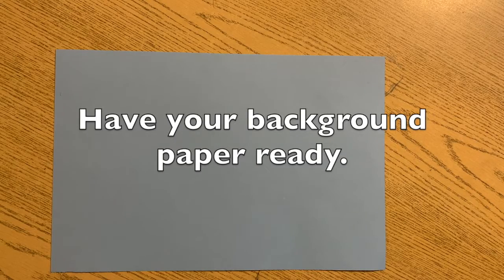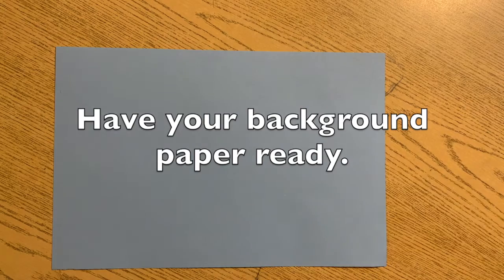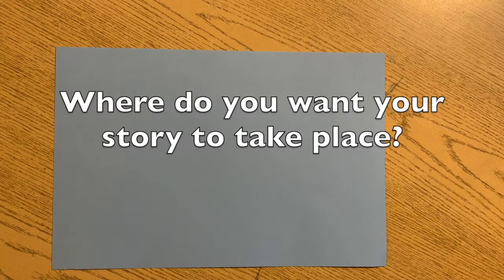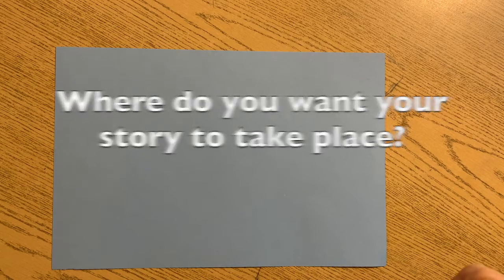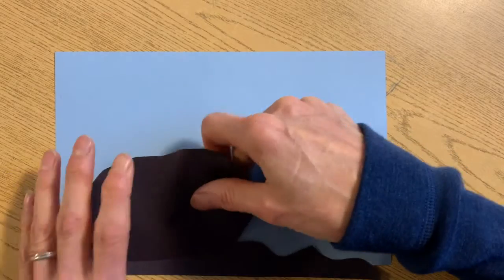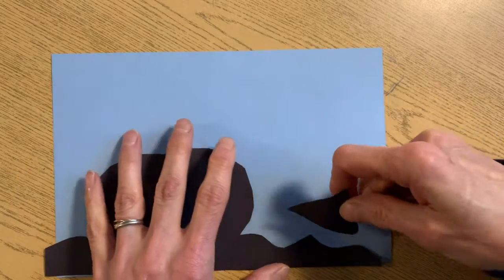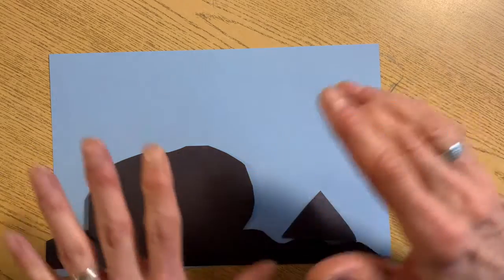Now it's time for you to start cutting for your setting. You're going to have your background paper that you've chosen. Cut 2 or 3 pieces of black paper to create your setting. You may want to ask yourself, do I want my picture to be indoors or outside? That's a good question to ask to start figuring out what you're going to cut. Once you've cut several pieces to get you started with a setting, place them on your background paper, but don't glue them down yet. You're going to want to be able to move them around.